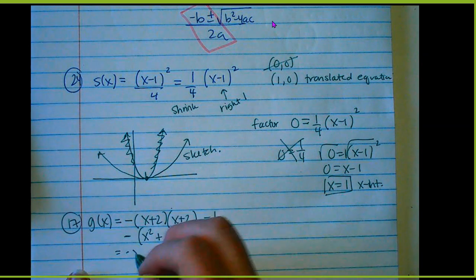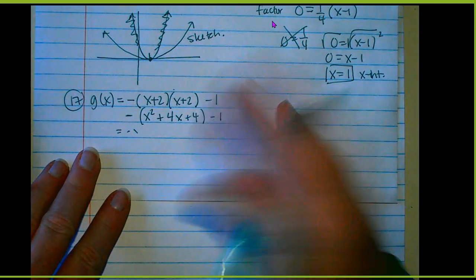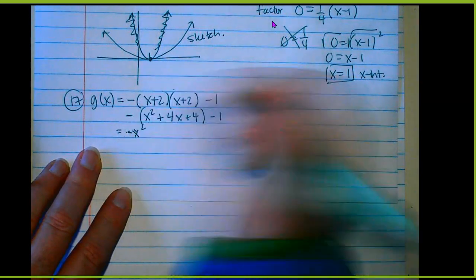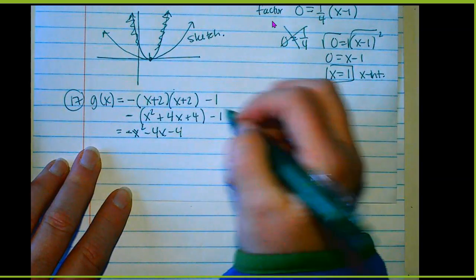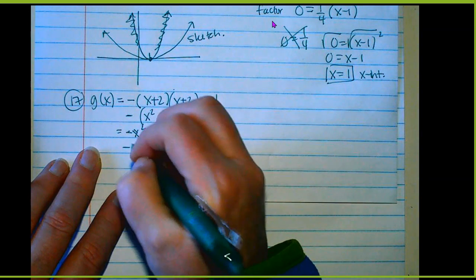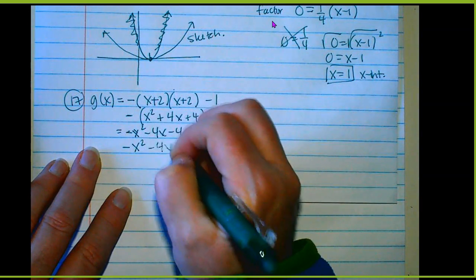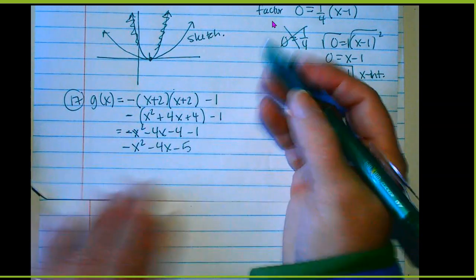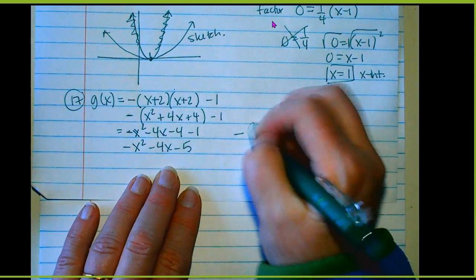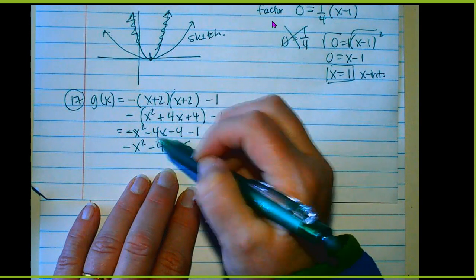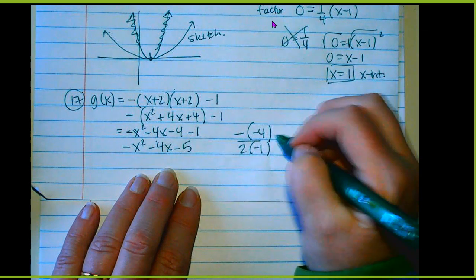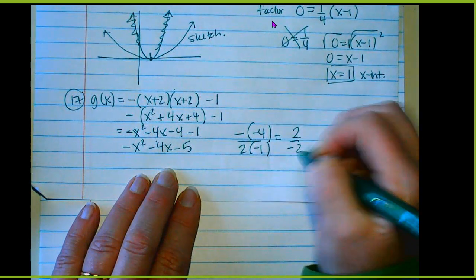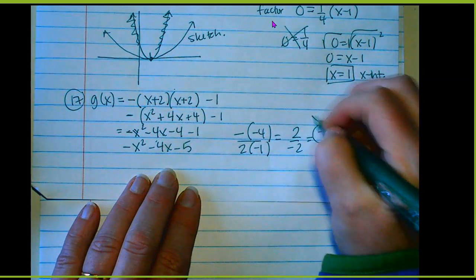Negative x squared minus 4x minus 4, and then there's still minus 1 on the end. Negative x squared minus 4x minus 5. So negative b would look like negative 4, because this is b, over 2 times a, which would be 2 over negative 2, or negative 1. So this would be the x value of the vertex.